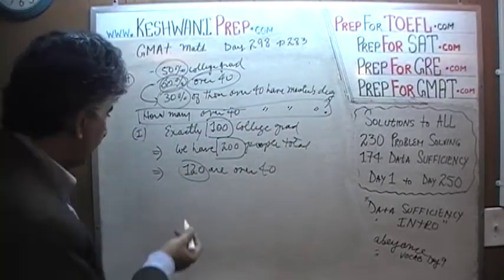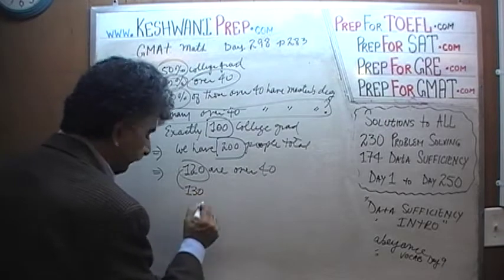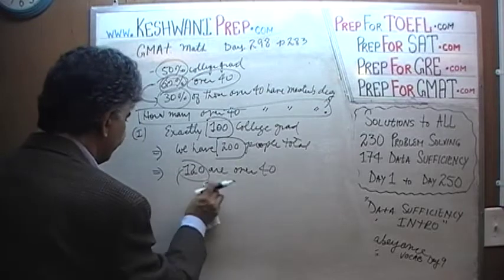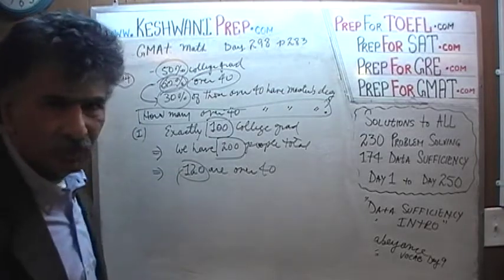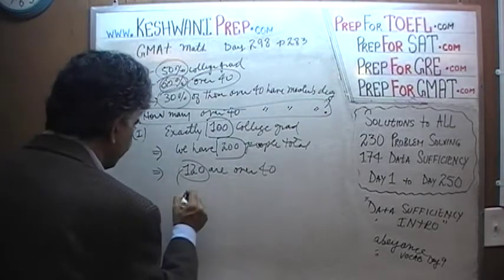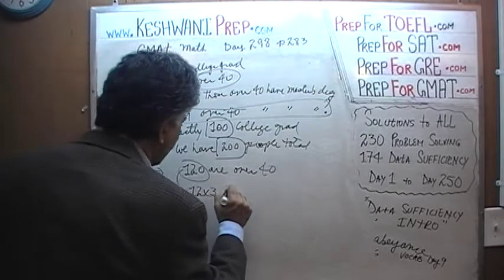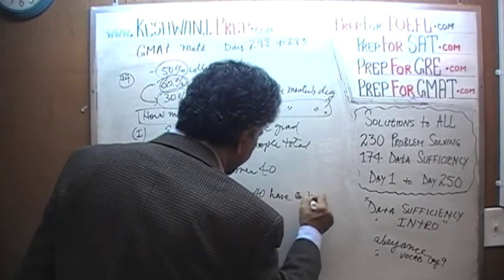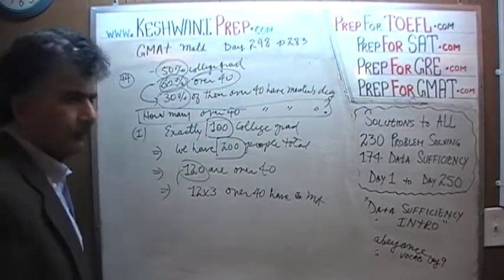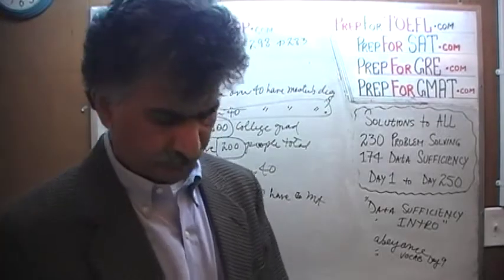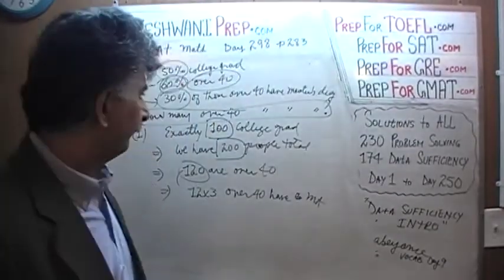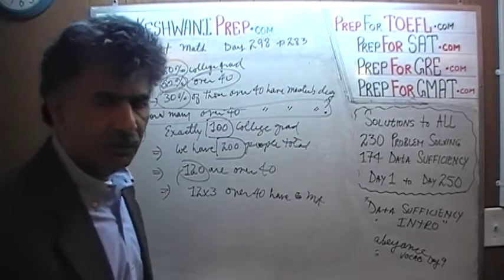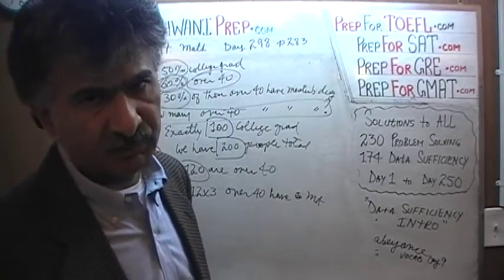How many people over 40 have a master's degree? The answer is 30% of that amount. 30% of 120. I'm just going to write it, okay? 10% is 12, so 30% is going to be 36. It's just going to be 12 times 3. Over 40 have a master's degree. Let's just call it Masters of Arts, okay? Because we are lazy. That's it. We are able to answer the question, how many people over the age of 40 in our office have a master's degree? The answer is 36 people.